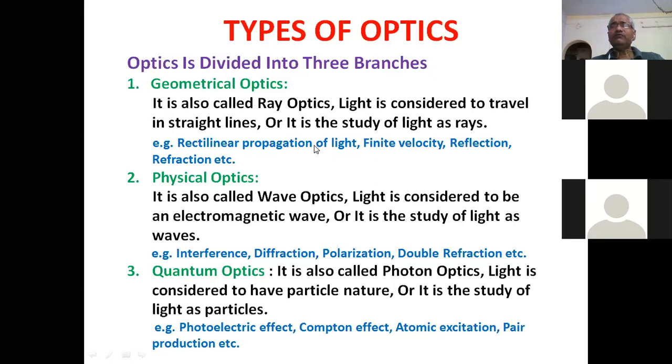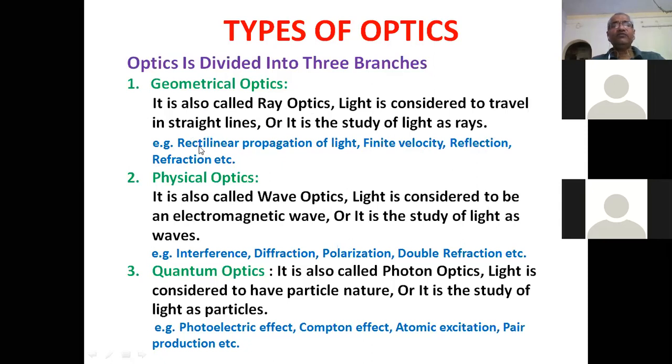So for example, when light is incident on a transparent glass plate and passes through it, it gets deviated from its normal path, or from the incident path. This deviation, or change in path of the light when it passes from one medium to another medium, is called refraction.